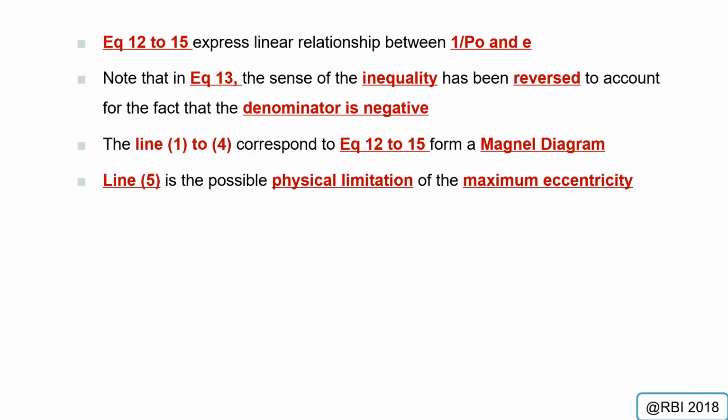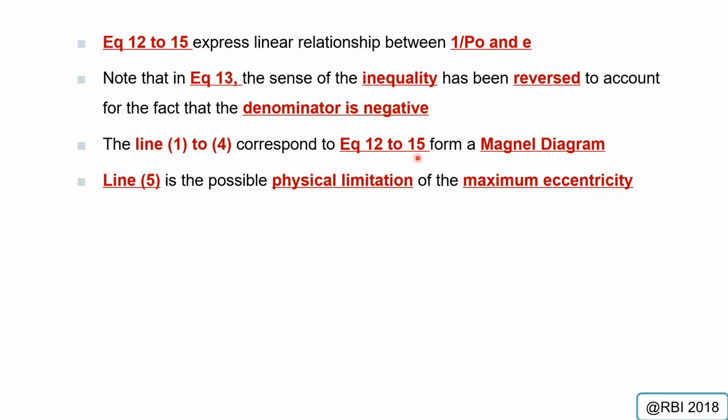You also have to take note of the signs of inequality. If you follow the mathematical rules, the sign could be reversed, especially for equation 13, to account for the fact that the denominator is negative. So you have to be aware of the denominator values, the bottom part of your equations. Lines 1 to 4 in your Magnel diagram correspond to equations 12 to 15 that we have mathematically rearranged from the previous equations.